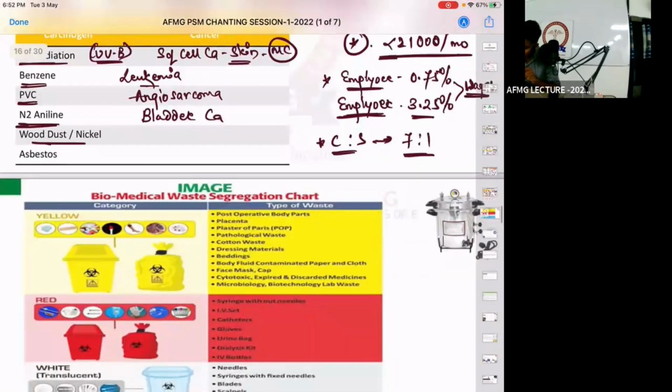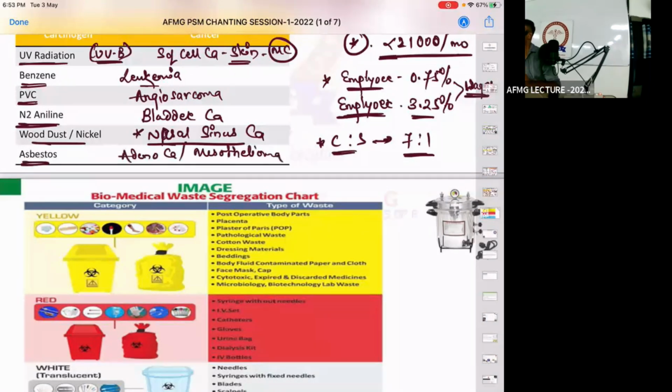Wood dust or nickel causes nasal sinus carcinoma. Nasopharyngeal carcinoma is associated with wood dust exposure, but more commonly it is the nasal sinus carcinoma. And malignancy is most common in which sinus? Maxillary sinus. So more commonly maxillary sinus is associated with wood dust exposure or nickel exposure. Asbestos exposure, as we know, most common is, most specific is, no issues with this.